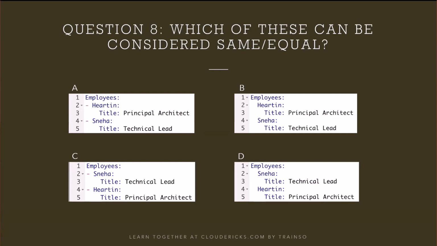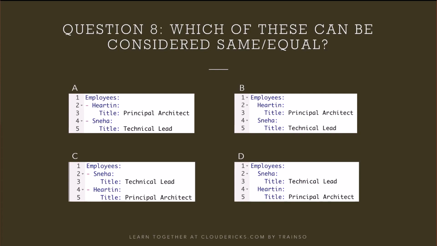Here, A is an employees list with elements Hearten and Sneha. B is an employees dictionary or employees map with Hearten and Sneha. You cannot consider two different things as same or equal, right? You cannot compare apples and oranges, right? So A and B cannot be same in any case. Similarly, C is a list and D is a map.